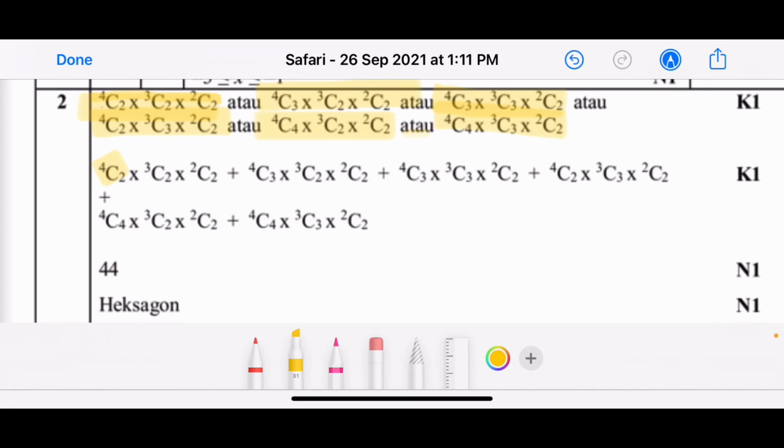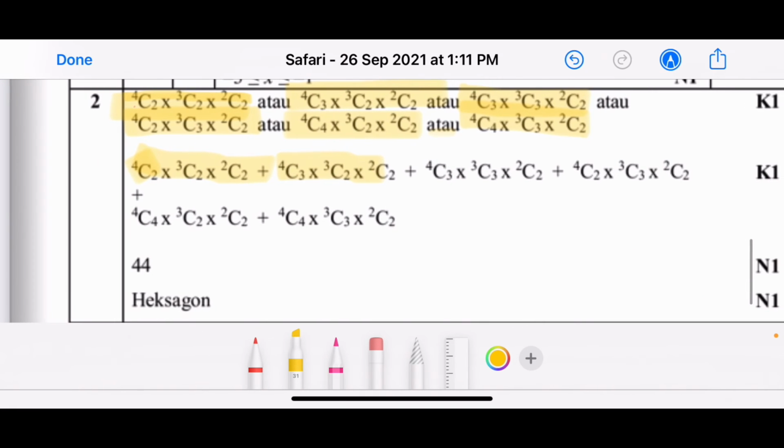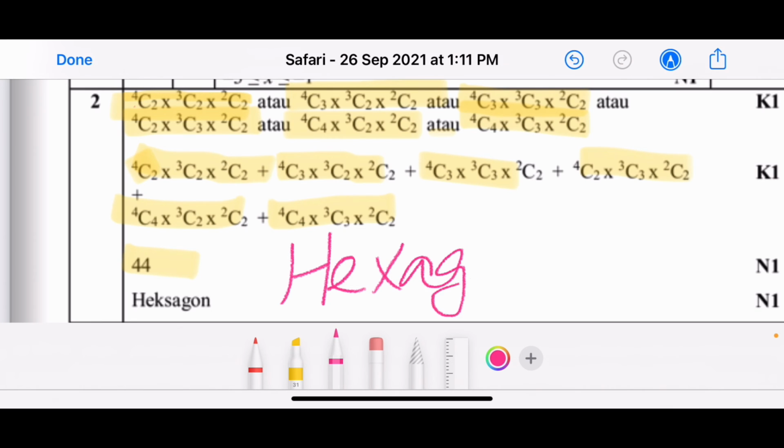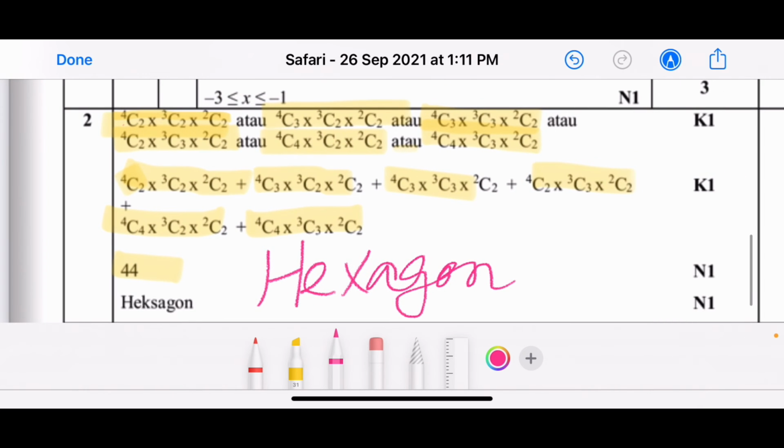If you add 4C2, 3C2, 2C2 multiplied by each other, plus 4C3 times 3C2 times 2C2, plus 4C3 times 3C3 times 2C2, plus 4C2 multiplied by 3C3 multiplied by 2C2, plus 4C4 multiplied by 3C2 multiplied by 2C2, plus 4C4 multiplied by 3C3 multiplied by 2C2. So the answer is 44 and it is a hexagon. That is how the marks are awarded for the final answer, hexagon. That's the answer for question number 2.